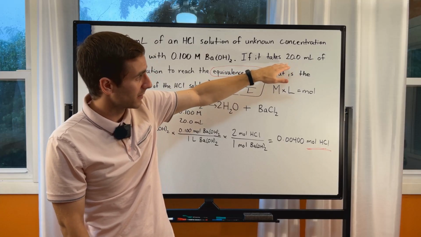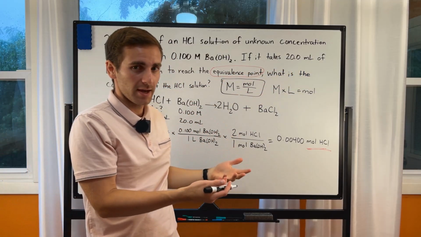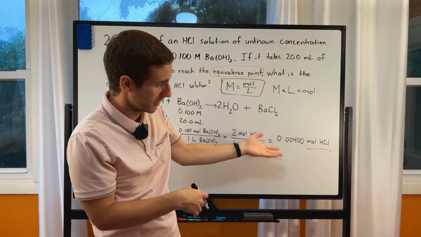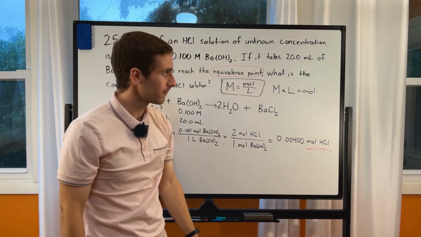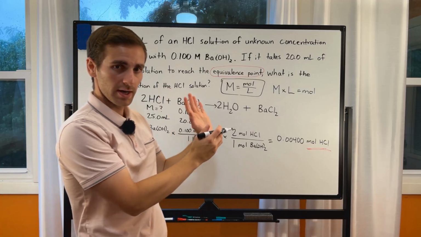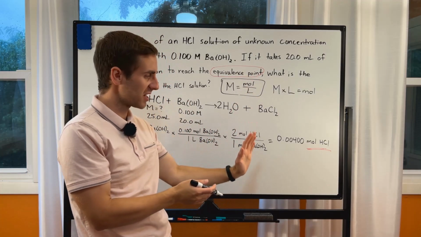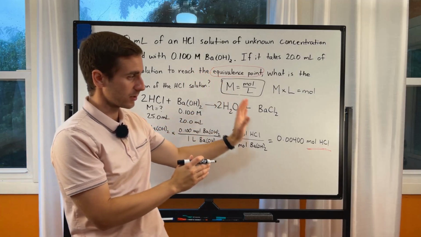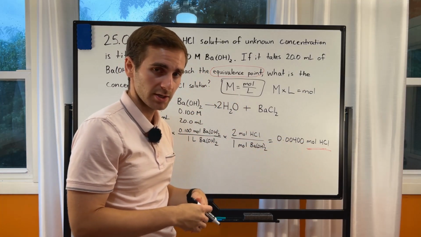Okay, so if we added 40 milliliters of barium hydroxide, well, not all of that would have been used up. So if we did a calculation with that, we wouldn't get the right answer. So the equivalence point is the perfect point where we've added just the right amount of the titrant to fully react with the analyte, but not too much. So that's the point we want to use for these sort of stoichiometry calculations.